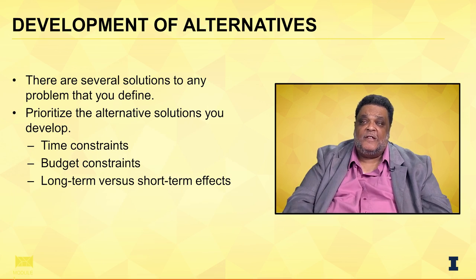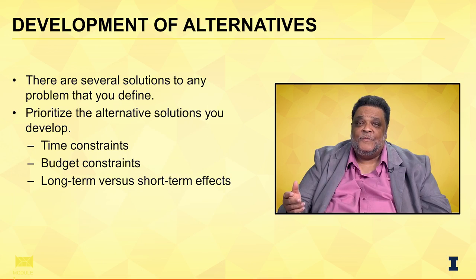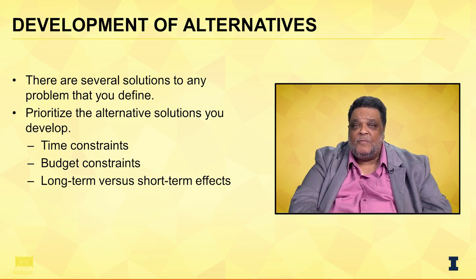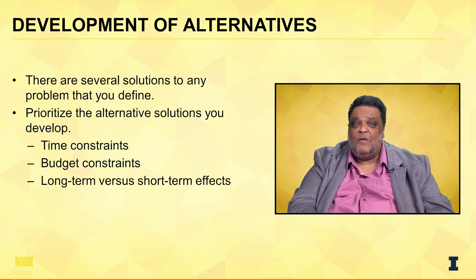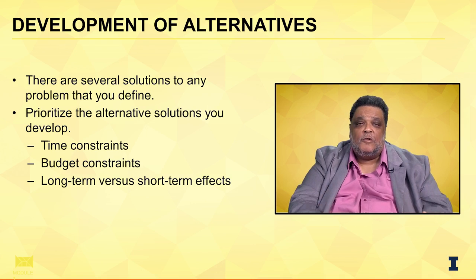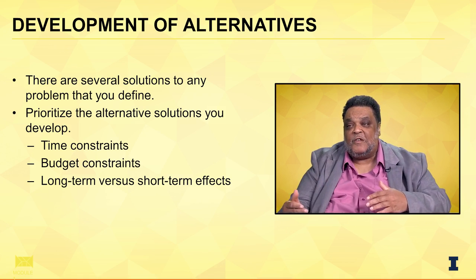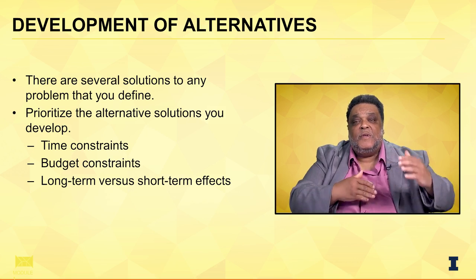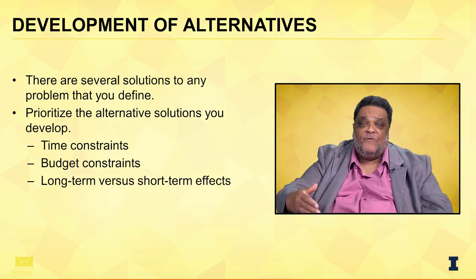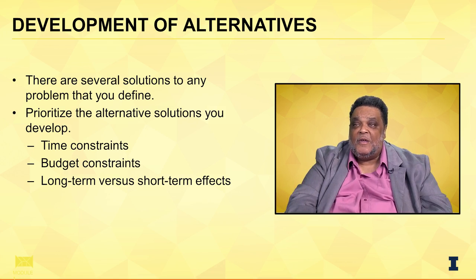After defining the problem, the next step is to develop the alternatives. There are always several ways of solving a problem. There are several solutions to any problem that you define. You can always not make the decision, or you can make the decision at the very least. But you want to prioritize your solutions based upon factors such as how timely you have to make the decision, your budgetary constraints, and whether you're looking more towards the short-term effect of your solution or the long-term effect. We prioritize our solutions as one being better than the other, given the factors that are important at the time at which we're making that decision.